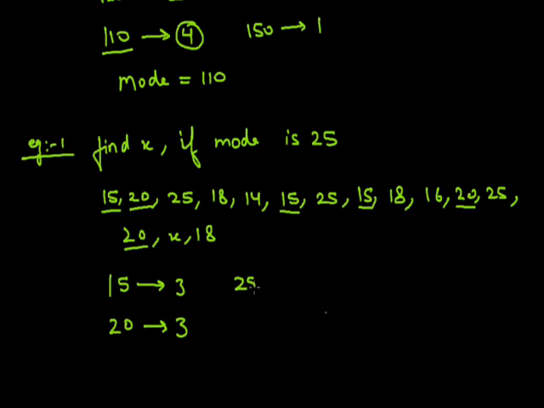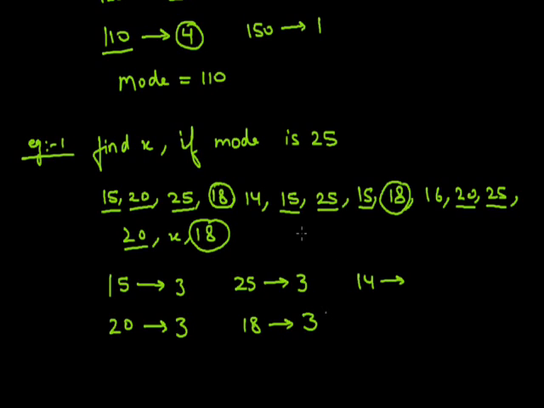The next observation is 25. We see 25 is repeating 1 time, 2 times, 3 times. 25 is also repeating 3 times. The next observation is 18. 18 is repeating 1 time, 2 times and 3 times. So 18 is also repeating 3 times. The next observation is 14, and 14 is repeating only 1 time. The next observation is 16, and 16 is also repeating only 1 time.